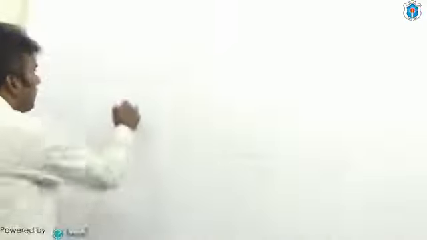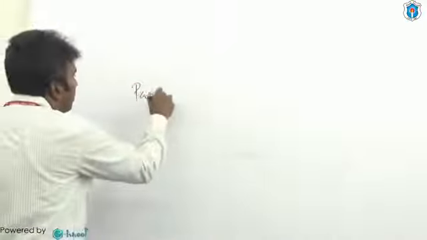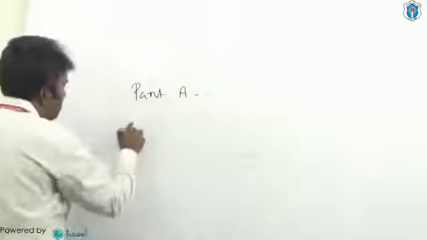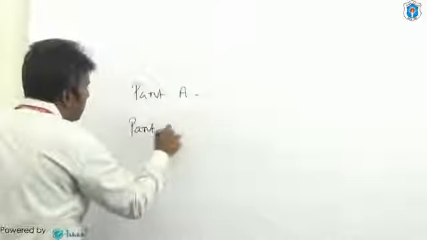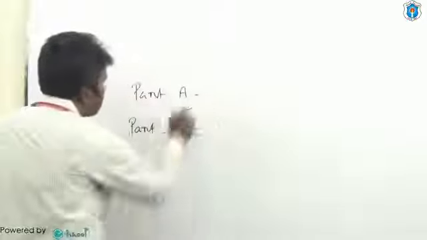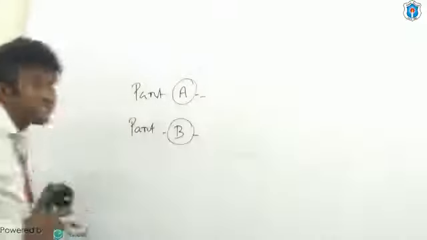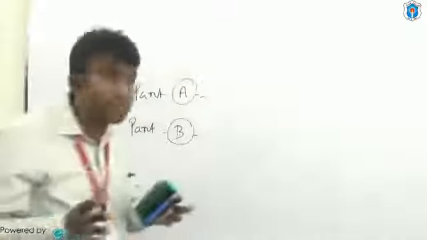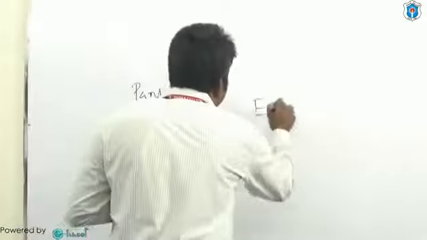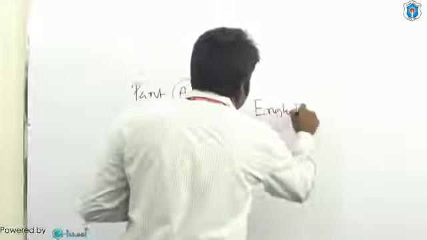Look at the board, my dear students. There are two items or two segments in English second paper. Part A grammar and part B composition. Look at the board. Part A and part B. These are the two parts which constitute English second paper.